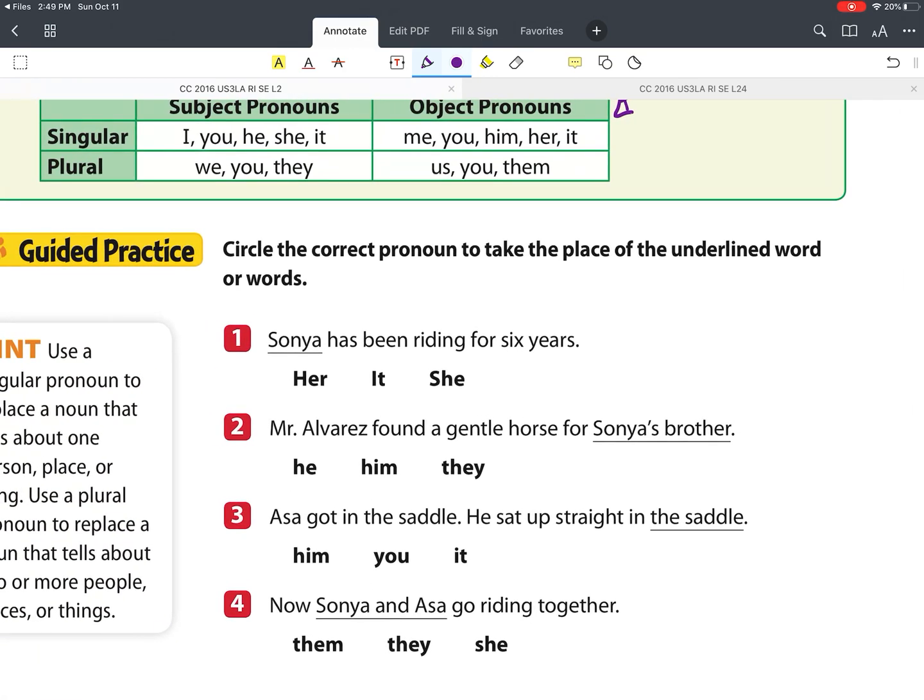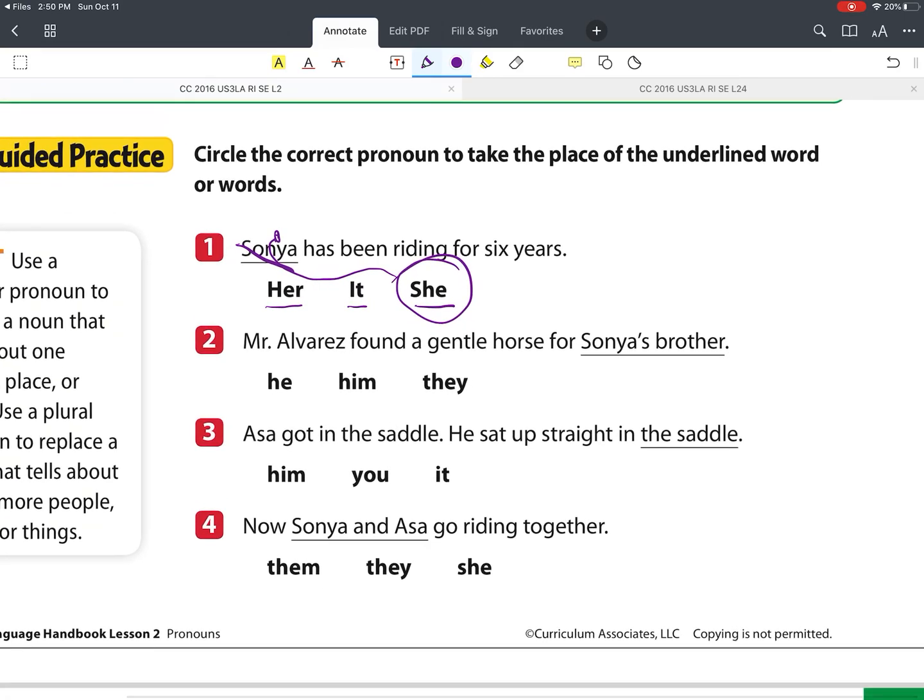So circle the correct pronoun to take the place of the underlined word or words. Sonia has been writing for 6 years. Instead of Sonia, could we say her, it, or she? Her has been writing for 6 years. It has been writing for 6 years. Or she has been writing for 6 years. You're right. It's she. She is the pronoun that we would use there. She has been writing for 6 years.